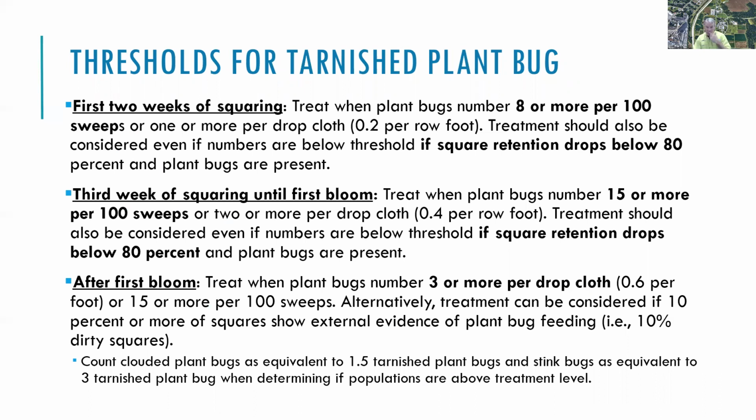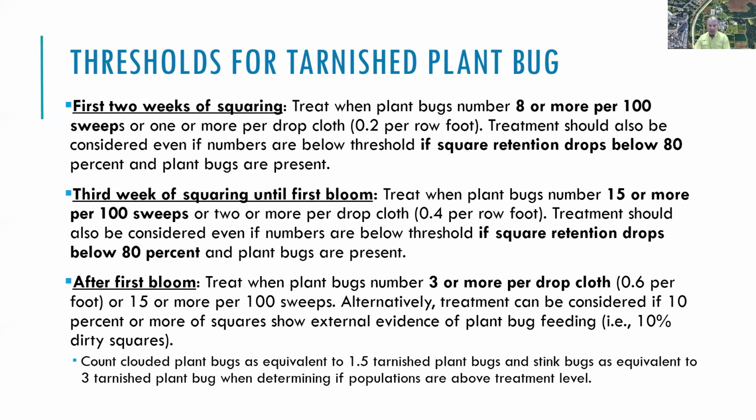And the first thing you need to know is what they are. So during the first 2 weeks of squaring, we'd primarily recommend sampling using a sweep net. And we have a little bit more of an aggressive threshold of treating if we find 8 or more tarnished plant bugs per 100 sweeps. The reason it's a little bit more aggressive is at that time you don't have a very big square population. So it doesn't take a lot of plant bugs to knock your square retention back.